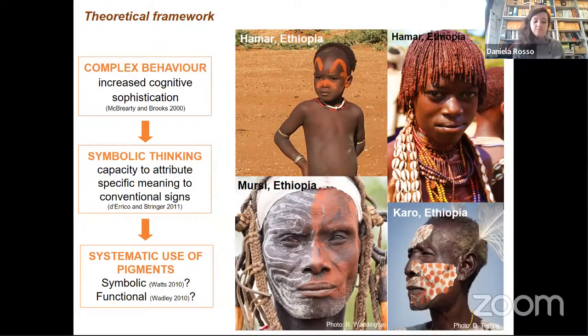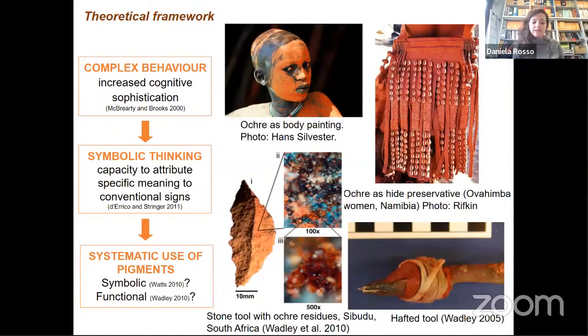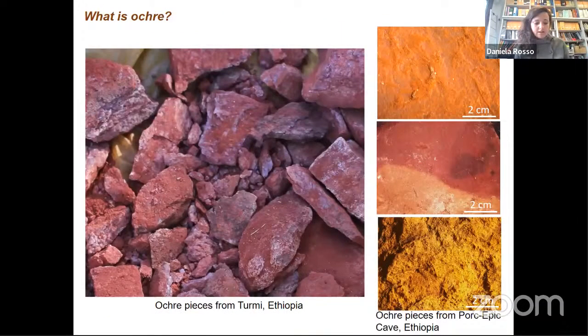Color, even nowadays, plays an essential role in our perception of the world and also in the transmission of information. However, its interpretation in an archaeological context is still controversial. Some researchers support the symbolic interpretation, while others tend to demonstrate uses for other utilitarian purposes, such as hafting, hide tanning, or also protection against the sun or insects.